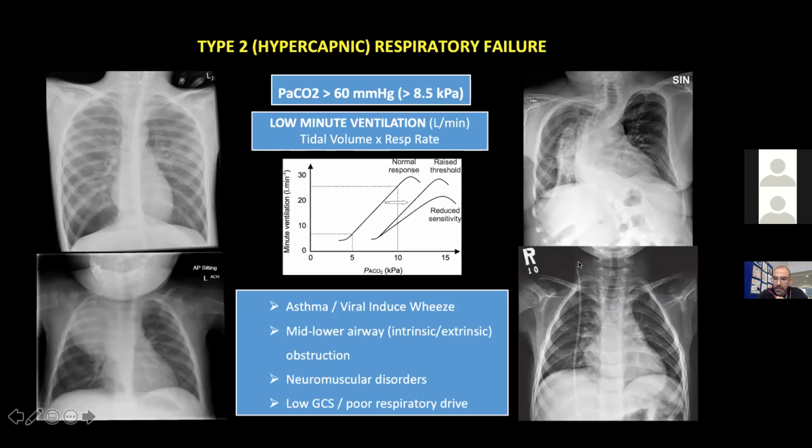And then on the last picture you can see a patient that has normal lungs, so no lung pathology, no cardiac pathology. But if someone has noticed this catheter here, this is a ventriculoperitoneal shunt. So with any patient with an acute neurologic condition, in this particular case, if you have an obstruction of the shunt, you can have impaired neurology, signs of raised ICP, and your respiratory drive will be poor. You will have a low GCS, and you will end up with type 2 respiratory failure.